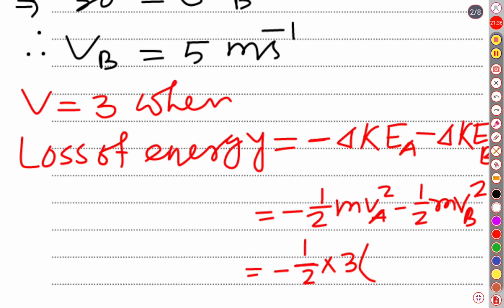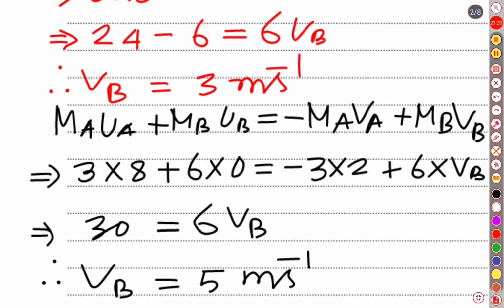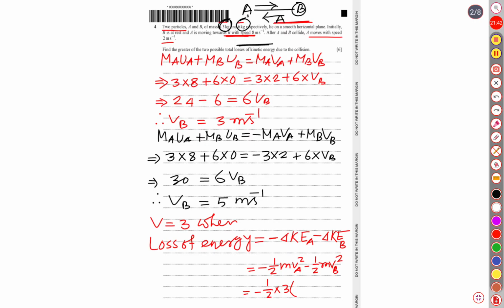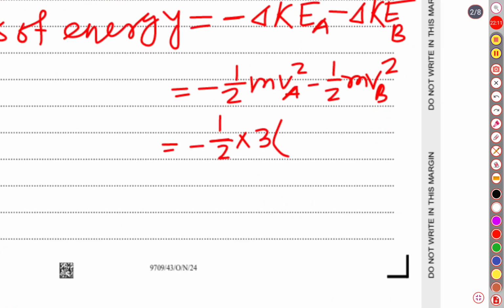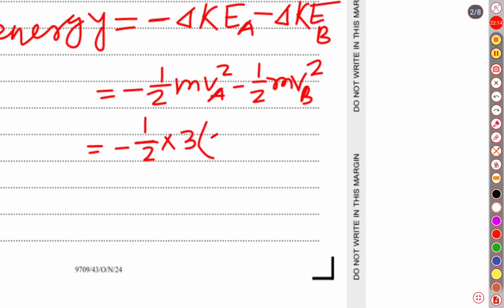So let us see about A. Before the collision, the velocity of A was 8 meters per second, and after collision the velocity of A was 2. So we write the square of final velocity minus initial velocity. Please don't get confused. Final velocity is 2 square and initial velocity is 8 square, that is 2 square minus 8 square.